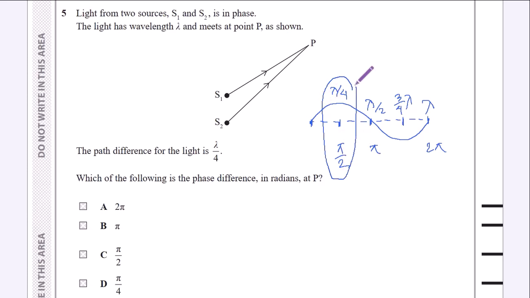And now you just link these two. So a path difference of lambda by 4 should correspond to a phase difference of pi by 2. There you go. And similarly, if the question had asked you about a path difference of, let's say, lambda by 2, this would correspond to a phase difference of pi, and so on. So this is the trick I always ask my students to apply.